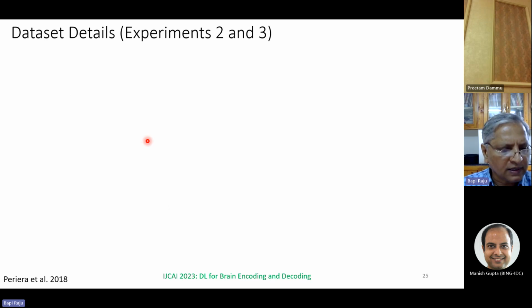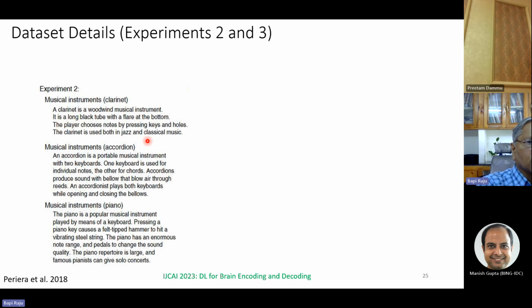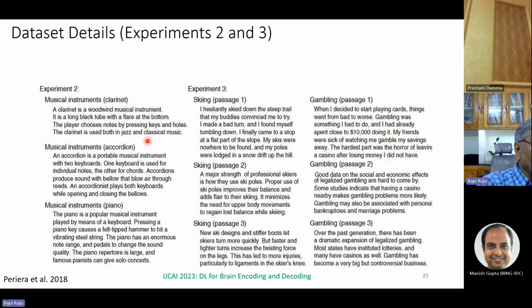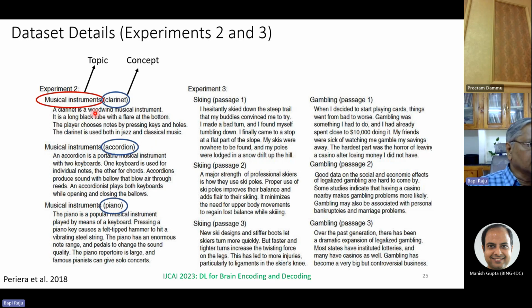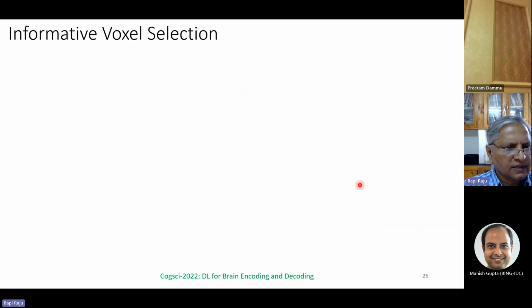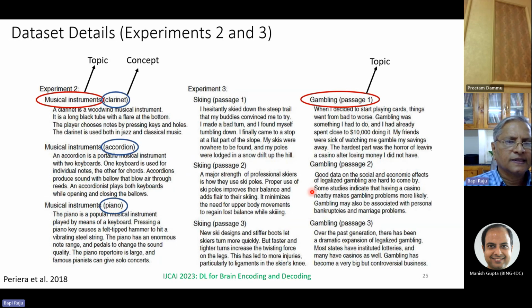In experiments 2 and 3, they did 3 experiments and reported. They show sentences in a format where there's a topic, for example musical instrument is the topic, and different kinds of instruments, clarinet, accordion, piano. Sentences that use these are shown. And in another experiment, passages on the same topic, gambling, are shown to the participants.